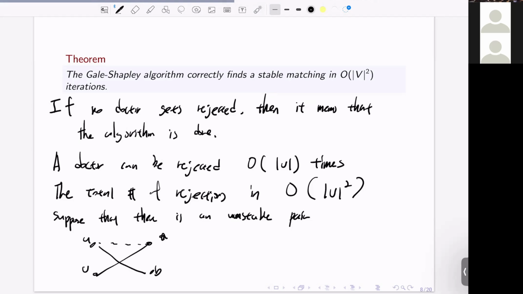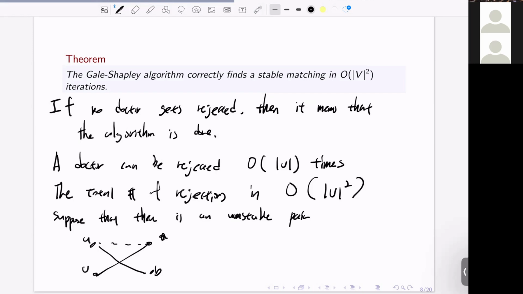I can explain that the algorithm cannot create this kind of situation in words. So, let's say Dr. U. Okay, let me use this. Dr. U will not apply to hospital B until it gets rejected by hospital A, because A is in a higher position than B in U's preference list.